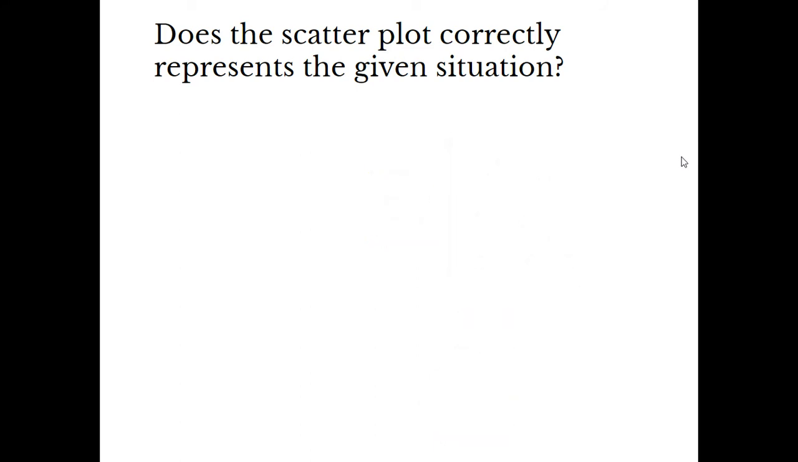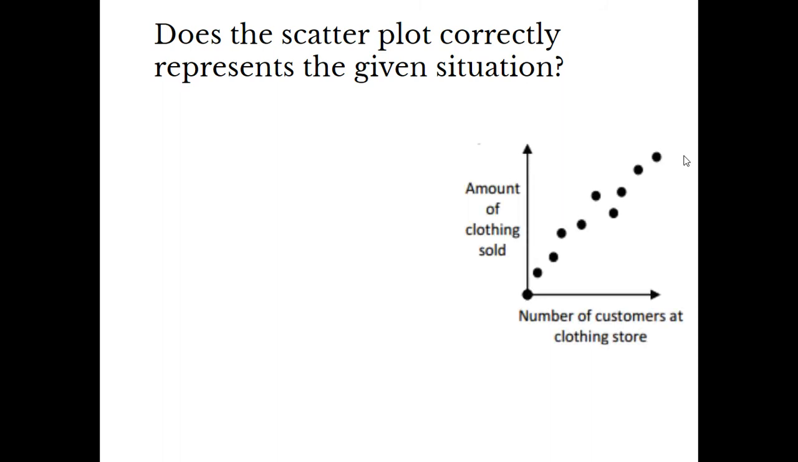Okay, let's look at this one. Amount of clothing sold and the number of customers at a clothing store. So this is showing a positive correlation. That means as one thing goes up, the other goes up. So let's look at the x-axis. As the number of customers at a clothing store increases, the amount of clothing sold also increases. Would that make sense? The more customers, the more clothes you sell. Absolutely. This one would be a yes. This is the only one of the four that actually correctly represents the given situation as a positive correlation in this case.